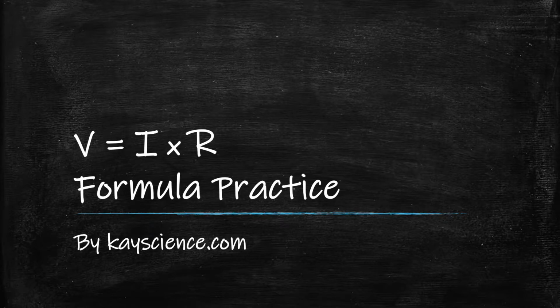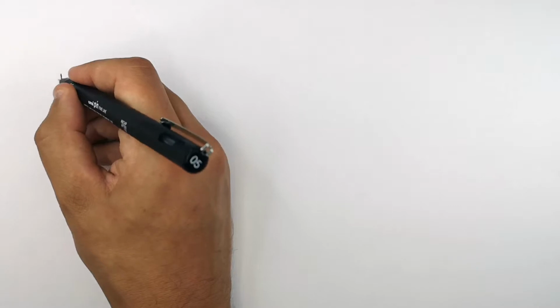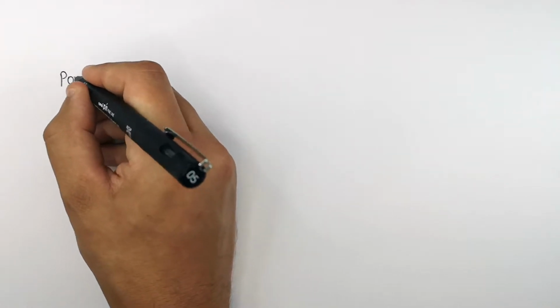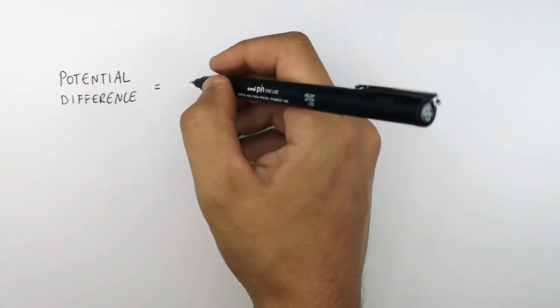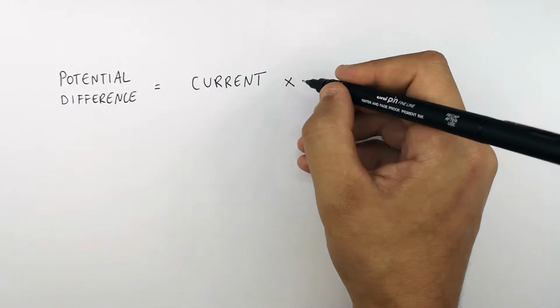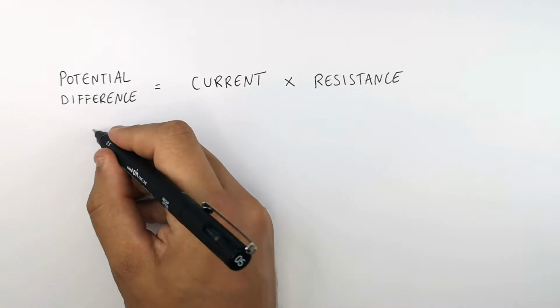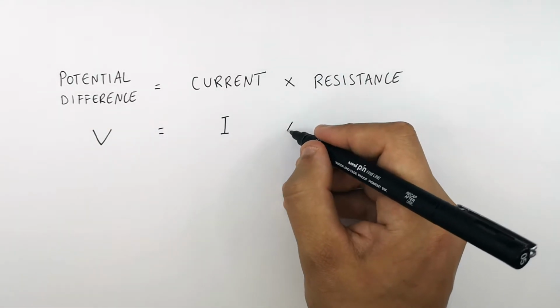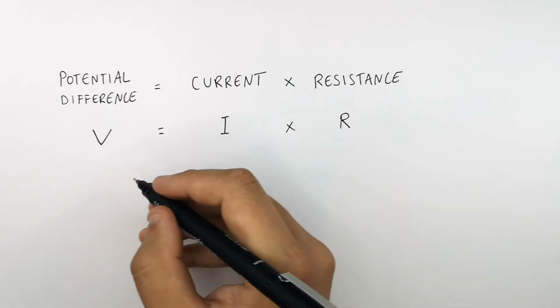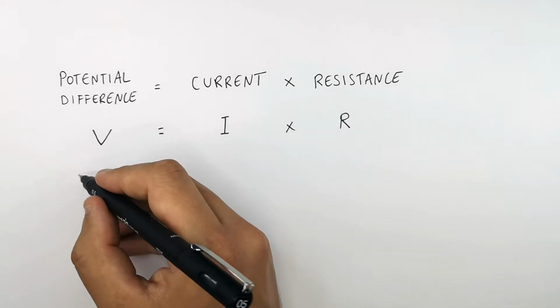V equals I times R formula practice by KayScience.com. The formula linking potential difference, current and resistance is potential difference equals current times the resistance. So potential difference V equals the current I times the resistance R. V equals I times R.